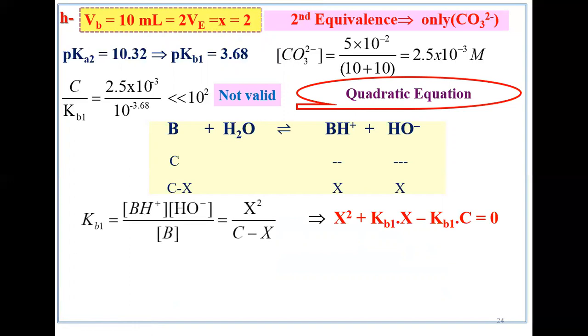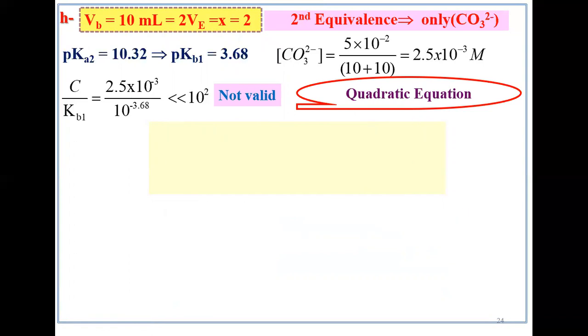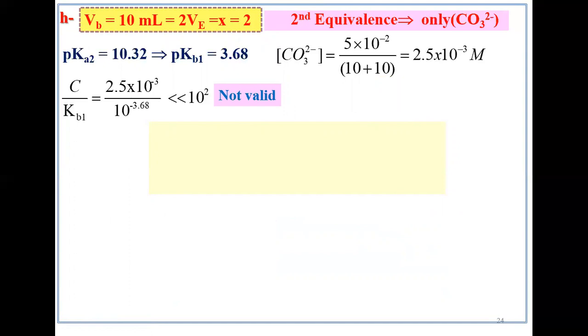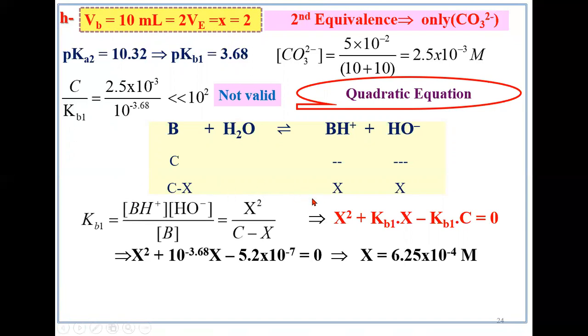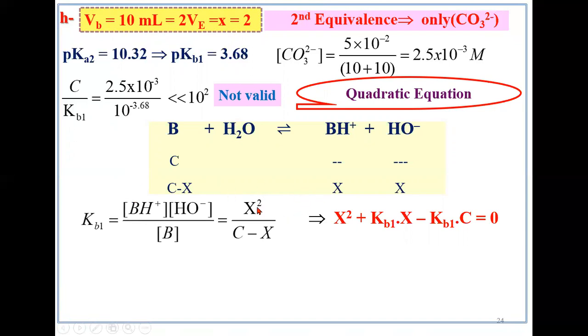I cannot use my simplified equation, pH equals 7 plus half pKa plus half log C. I cannot do that. I have to use the quadratic. Okay, I have to go back. Well, of course, you don't have to write this, but you have to know what the quadratic is.